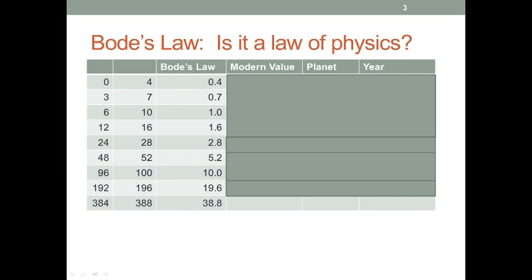So instead of 4, 7, 10, we now have 0.4, 0.7, 1, 1.6. These numbers give the distance from the Sun to the planets in the solar system in astronomical units. 1 astronomical unit, by definition, is the distance from the Sun to the Earth. So you can see, third planet from the Sun is the Earth, and there the distance is 1. That looks reasonable. Now, Bode's law was developed in 1776, and at the time of development, several planets were known.